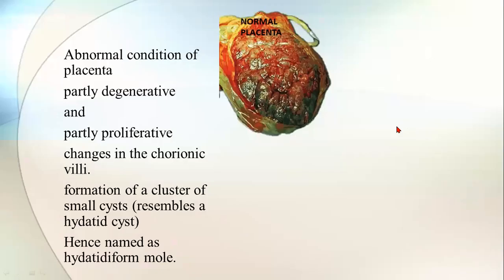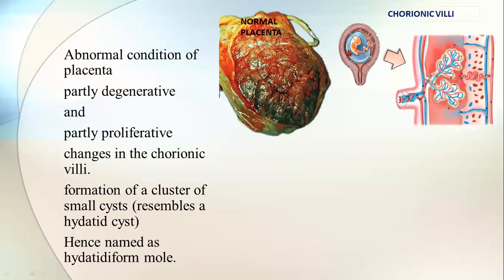Okay, hydatidiform mole. See, hydatidiform mole is an abnormal condition of the placenta. Before knowing the abnormal condition, let's see what a normal placenta is. This is a normal placenta. What I'm showing is the maternal surface of the placenta, because you can see the cotyledons and also the shaggy surface of the placenta.